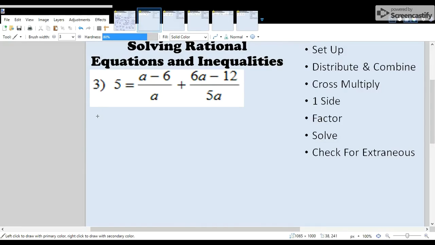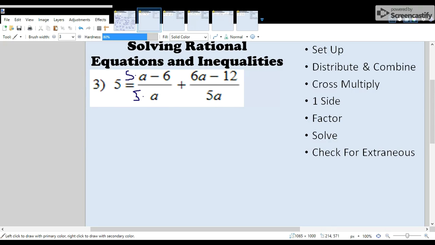Let's look at example 3 on the same page, solve irrational equations and inequalities. So step 1, we're going to set it up. We don't have to look at the side with only one number or one fraction. We're just setting up the side with either adding or subtracting the fractions. So a and 5a's least common multiple would be 5a. So we could just leave the second fraction alone, and the first one we can multiply by 5 on both the top and the bottom to get our common denominator.